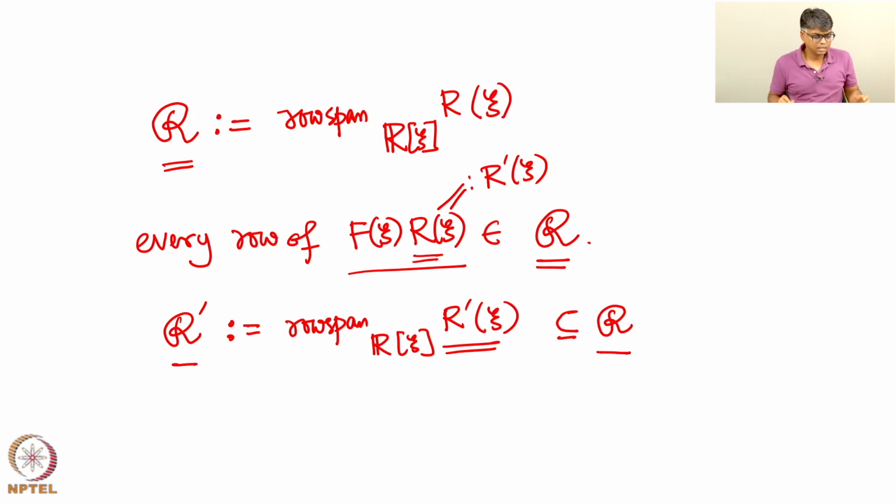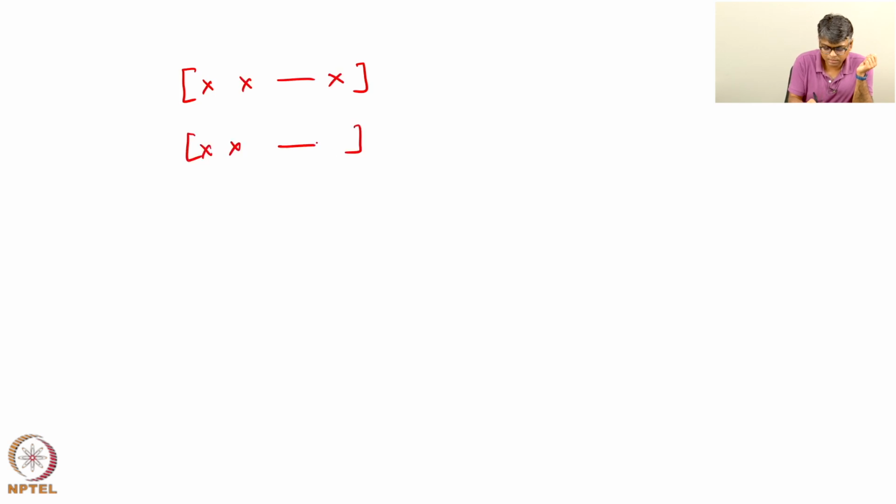Yeah. If you are getting a little flustered by this idea of row span, just go back to your linear algebra classes and recall that row span. See, if you have column vectors, likewise, if you have row vectors, multiple row vectors, and you look at their linear combinations, that is what gives you row span. Right?